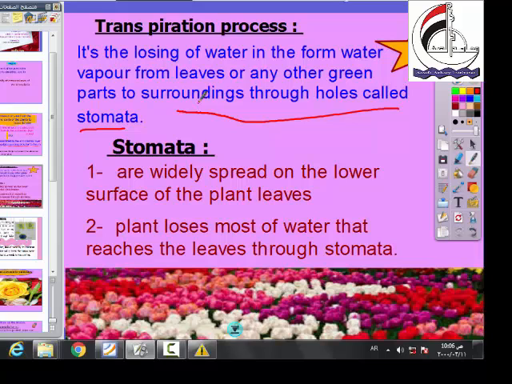Stomata are widely spread on the lower surface of the plant leaves. Number 2, the plant loses most of the water that reaches the leaves through stomata. In primary, stomata are widely spread on the lower surface of the plant leaves, and the plant loses most of the water that reaches the leaves through stomata.